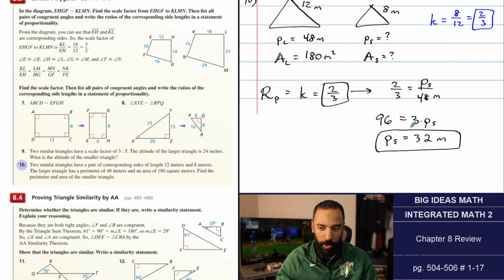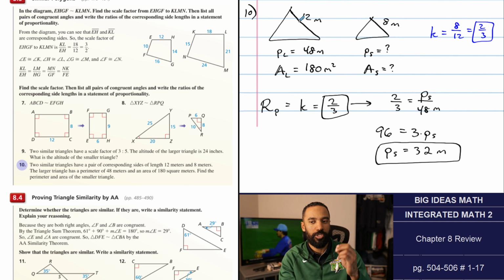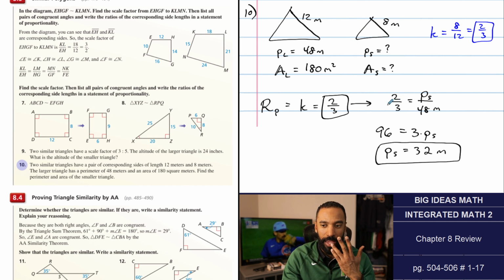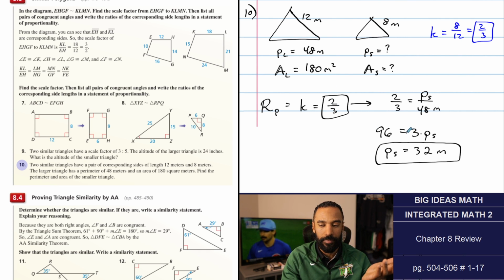I did not use a perimeter formula. I used the ratio of perimeters being the fact that it's the same as the similarity ratio because it's just an addition of sides. It's still 2/3 the sides of 48, and that's what you get.